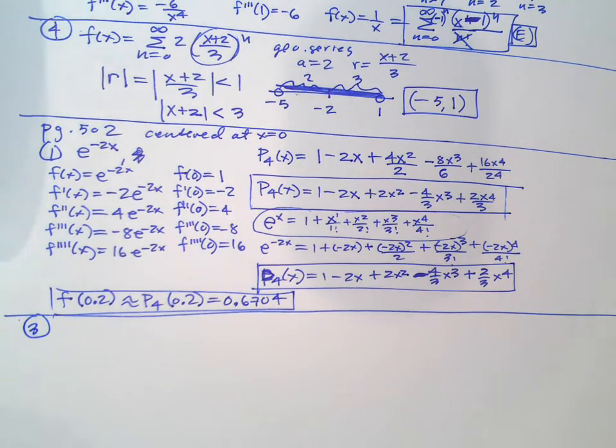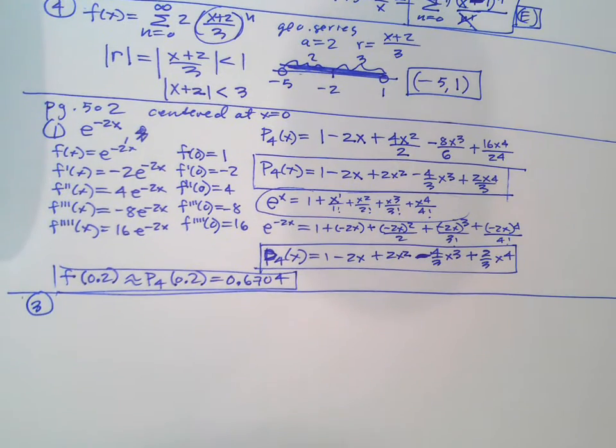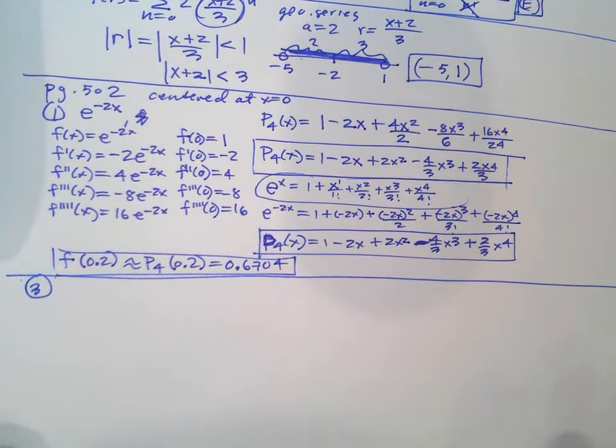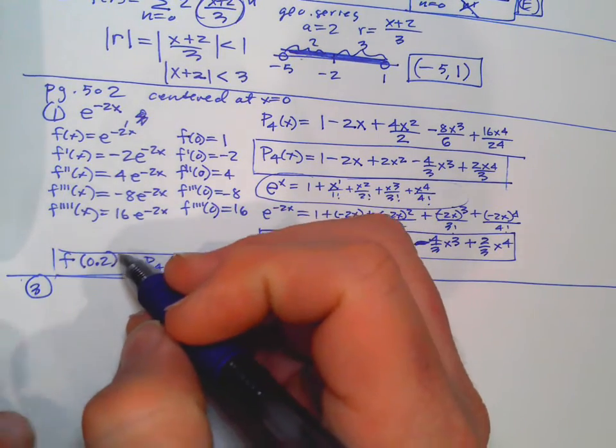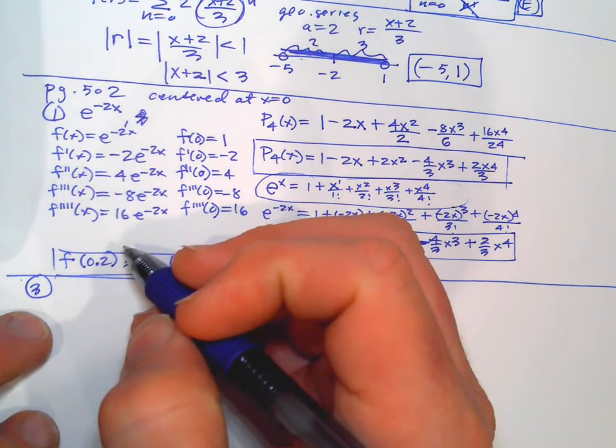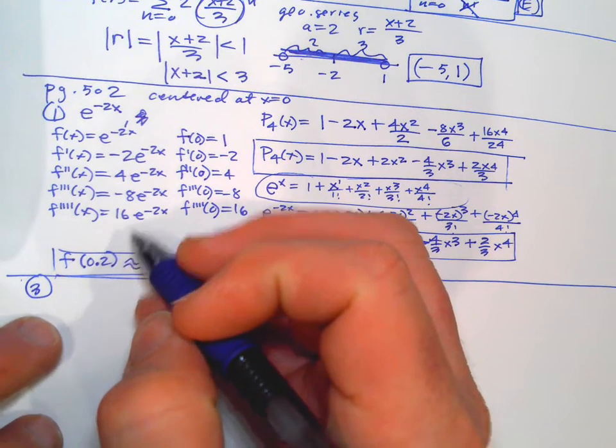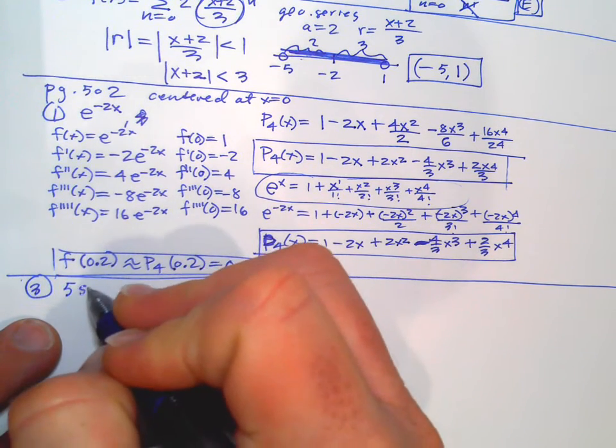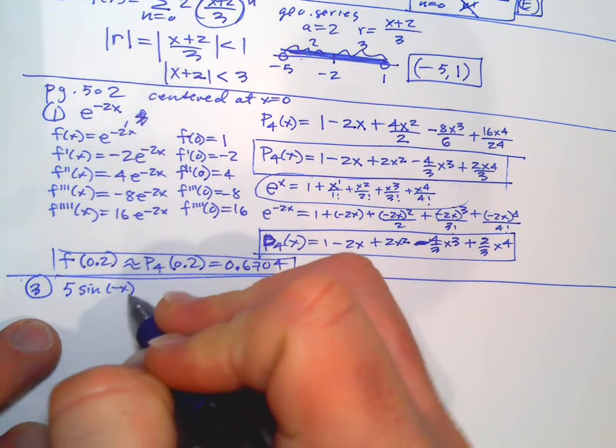All right. So I mean, maybe I'll keep doing that for some of these. So number 3, let's do 5 sine negative x.